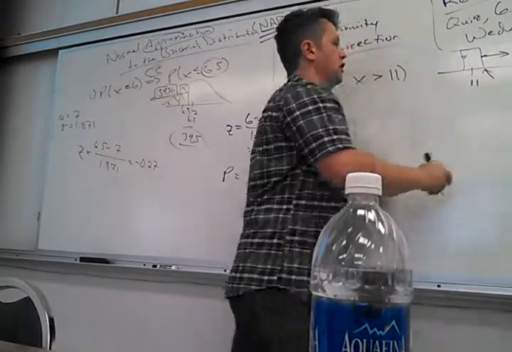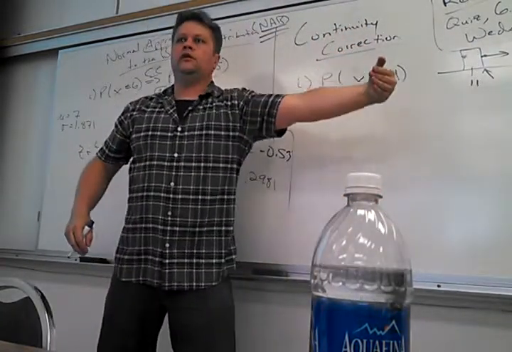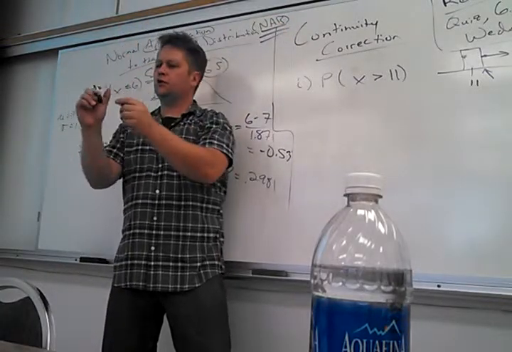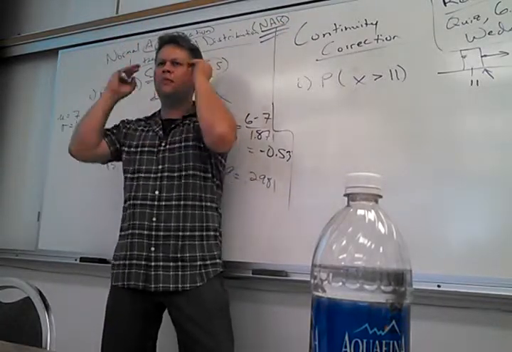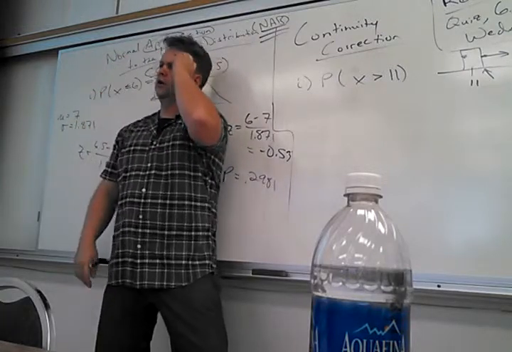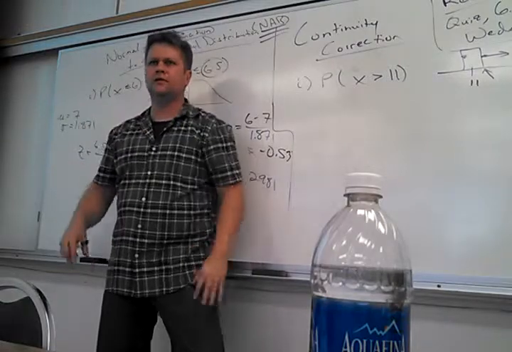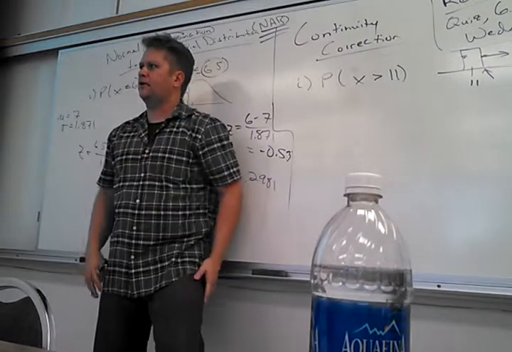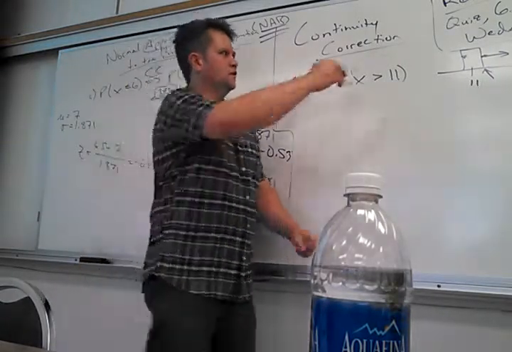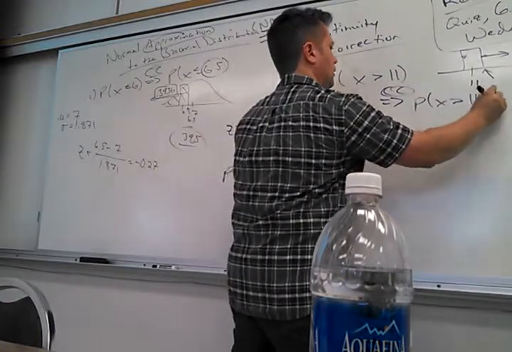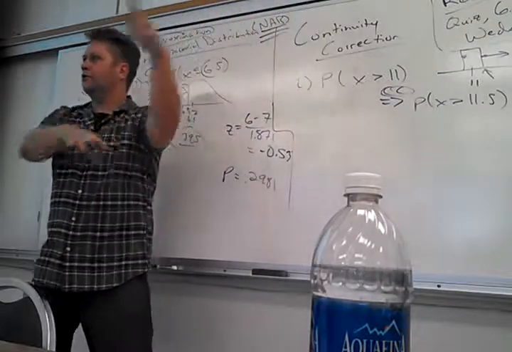So what am I going to change this number to? 11.5. If you take 5 seconds, draw the picture, think about it, bam. Don't memorize anything, that's insane. When it's less than or equal to, it's going to go there. When it's greater than or equal to, no, that's crazy. Just draw a little picture and think about it for a second. So through the continuity correction, this would be greater than 11.5. And make a z-score out of that and go to the table.